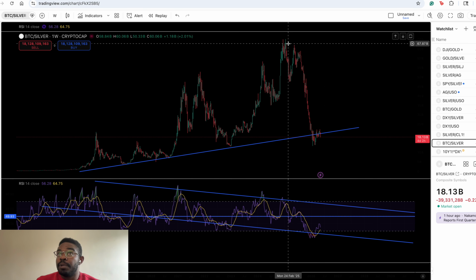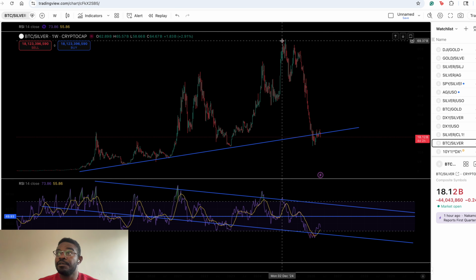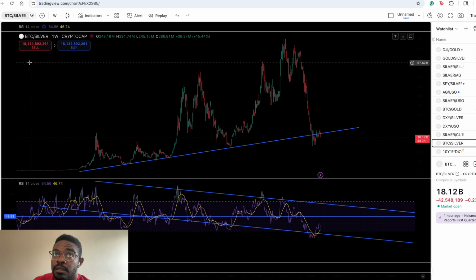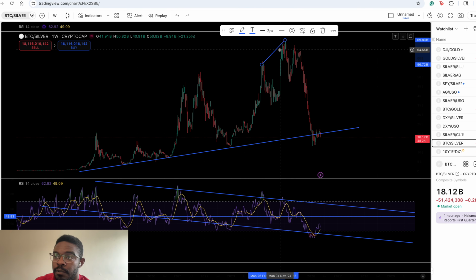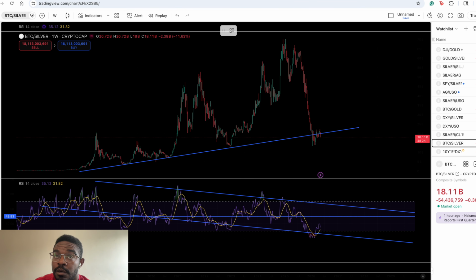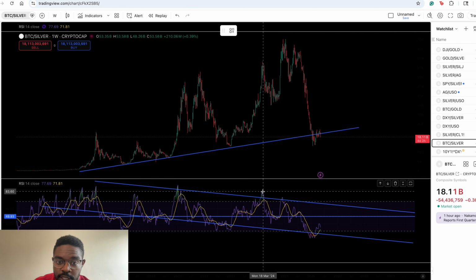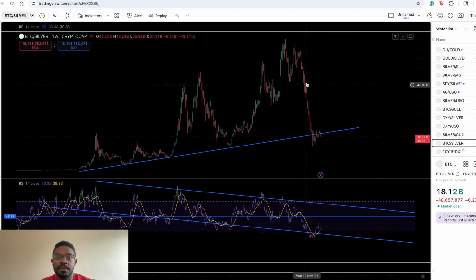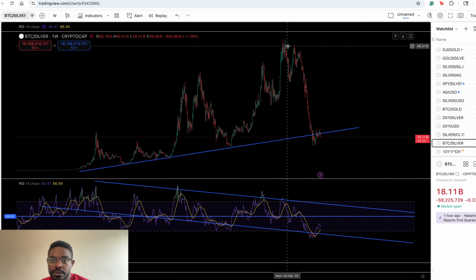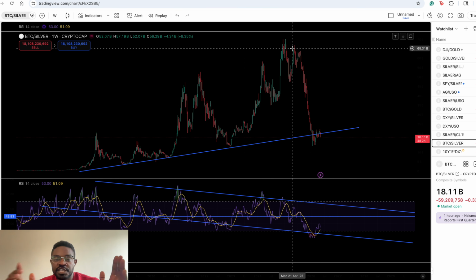So Bitcoin's outperforming silver. It's in an uptrend, right? It looks like it's in an uptrend. But you see we made a higher high here, higher high. Look at this. Higher high, higher high, right? But look down at the RSI, and we made a lower high. That is a bearish divergence. That typically means that there's going to be a change of direction.